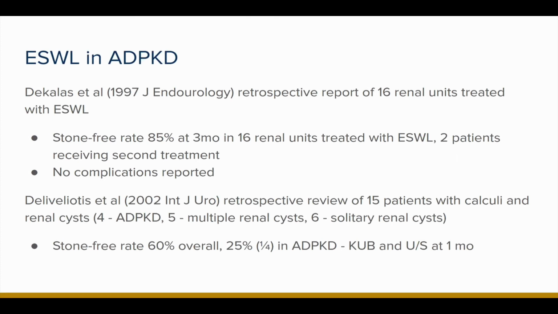In 2002, a similarly small study evaluated patients who had stones and renal cysts, both solitary and multiple renal cysts as well as polycystic kidneys, with only 4 patients with polycystic kidney disease. The overall stone-free rate in this population was 60%. However, for those with polycystic kidneys, again only 4 patients, they showed that 25% of them had a stone-free rate based on KUB and ultrasound at 1 month. But it's really difficult to base any clinical decisions on the small numbers of these studies.